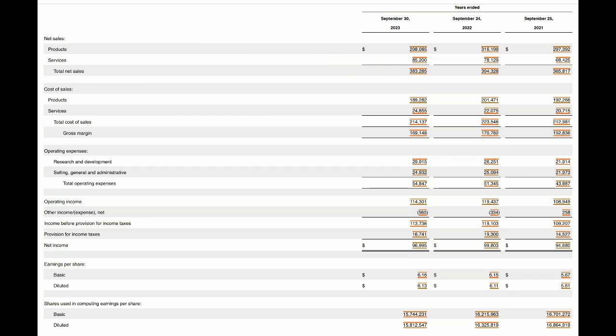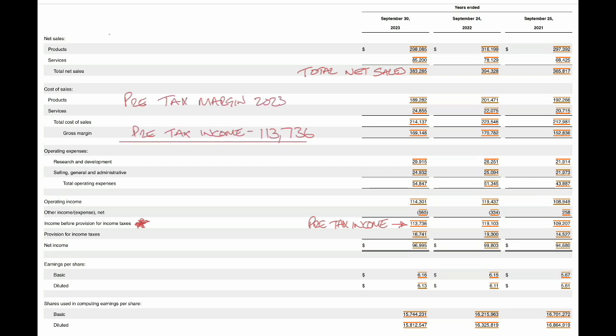We like to use the pre-tax income figure for our calculations. This is shown on the income statement as income before provision for income taxes. With that in mind, the next figure we work out will be the pre-tax margin. We do this by dividing the pre-tax income by the total net sales. As you can see, the last 3 years have been around 30%, which is a great pre-tax margin.